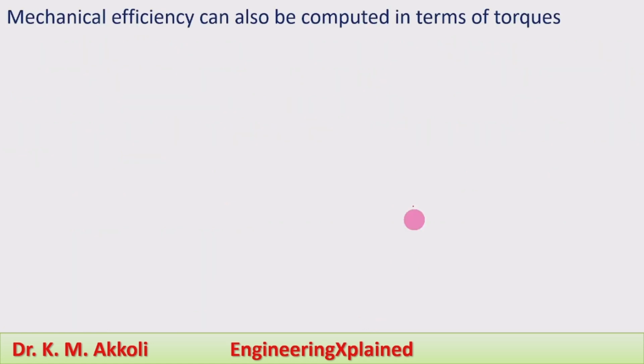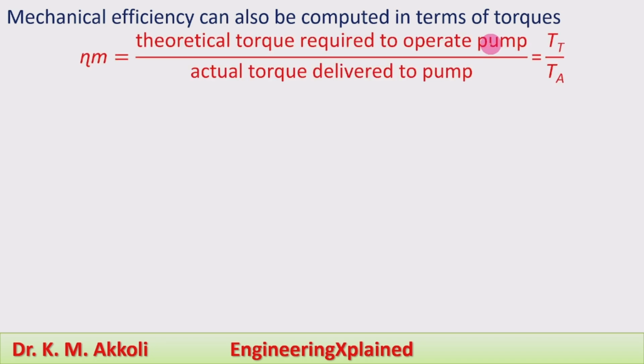Then next, the mechanical efficiency can also be computed in terms of the torques: how much torque is produced by the pump as output, and how much input torque is there, in terms of theoretical and actual torque. The eta M can be written as the theoretical torque required to operate the pump over the actual torque delivered to the pump by the prime mover. In terms of this ratio also we can get the mechanical efficiency.